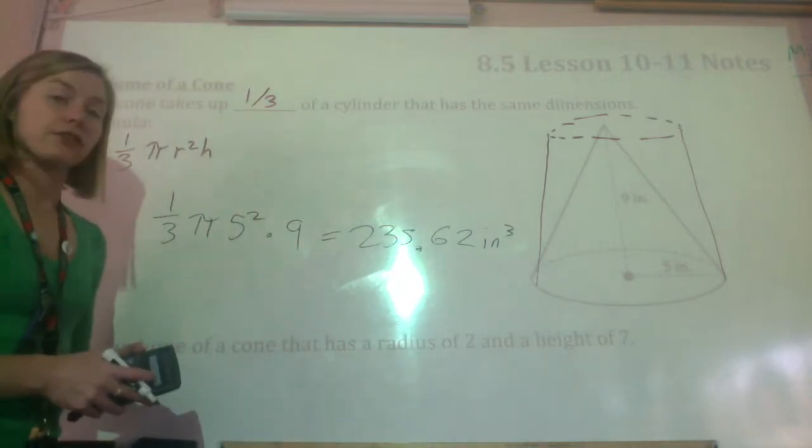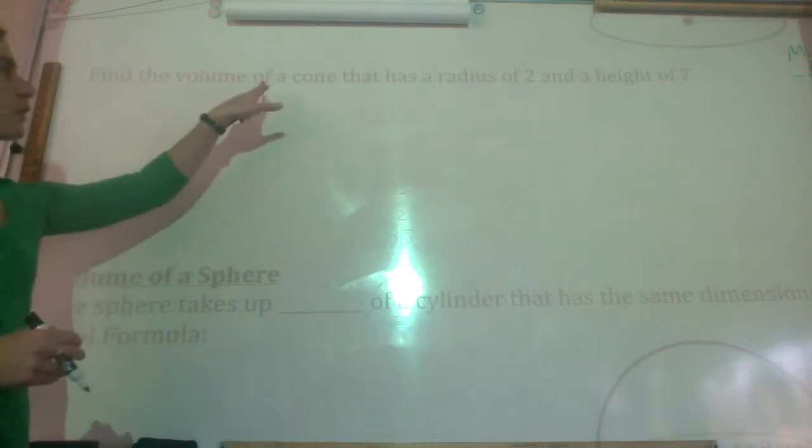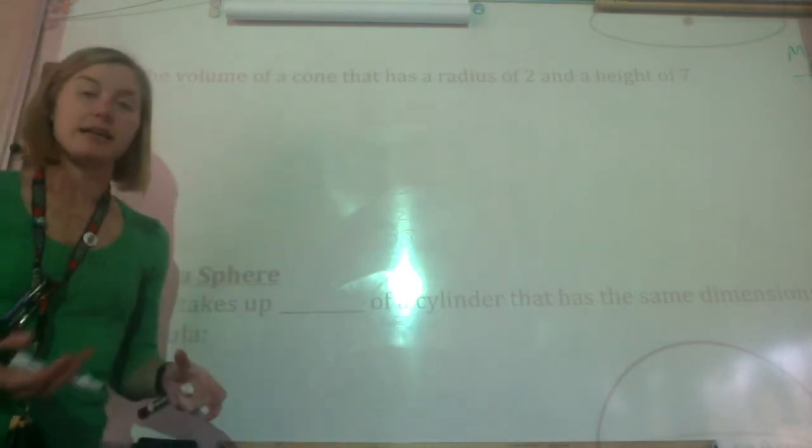So let's take a look at another example. So here it asks us to find the volume of a cone that has a radius of 2 and a height of 7.